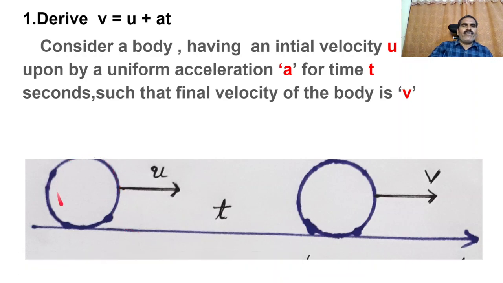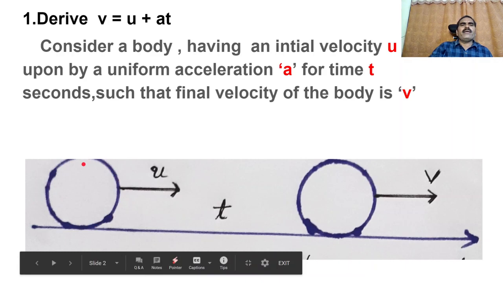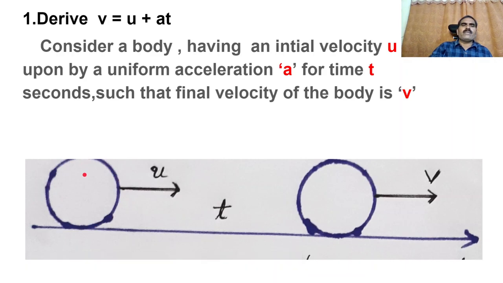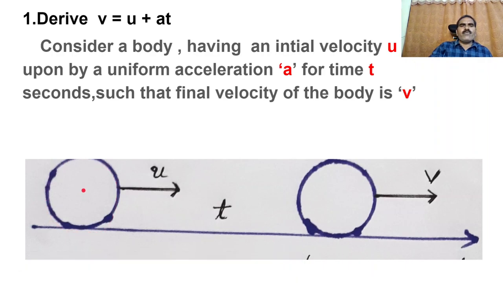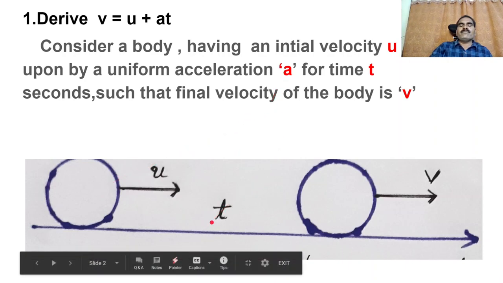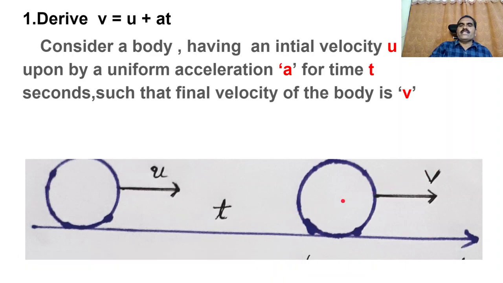First of all, consider a moving body. Any moving body may be a scooter, a cycle, a bus, a car, whatever it may be. So I would like to consider any moving body. Let this moving body be moving with an initial velocity u. It is acted upon by a uniform acceleration a for time t seconds, so that v is its final velocity.